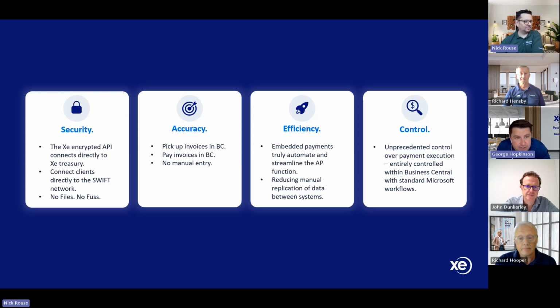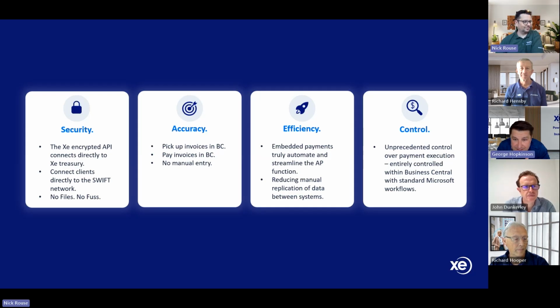This essentially gives you the ability to link directly into the SWIFT network to get your payments around the globe. This means that there's no files and no fuss. You've got accuracy as well because you can pick up your invoices within BC, pay those invoices, and going through that process, there's very little manual entry, and it obviously increases your accuracy there as well.